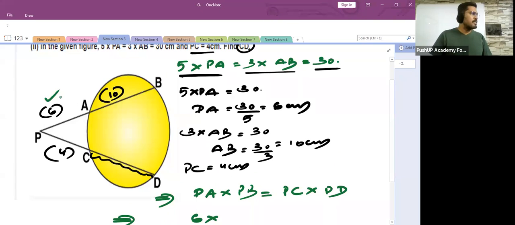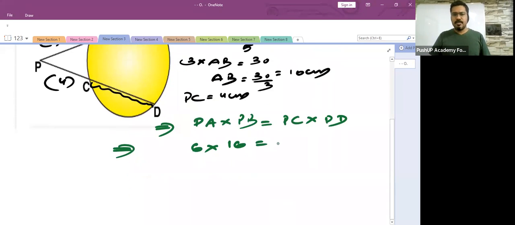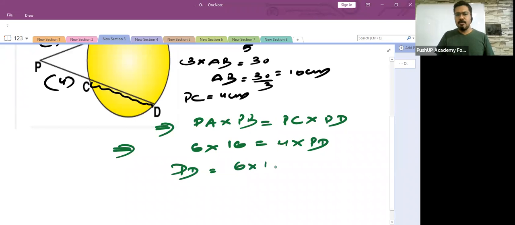Because P to A, it is 6. And A to B is how much? 10. So P to B will be how much? 6 plus 10, that is equal to 16. So I'll write here 6 into 16. That is equal to PC. PC was given to you 4 into PD. We don't have any clue, so let's find out what PD is. PD would be 6 into 16 divided by 4.